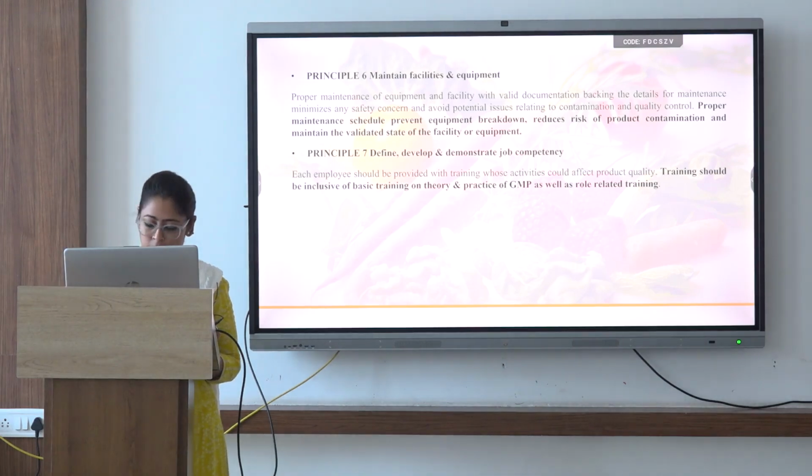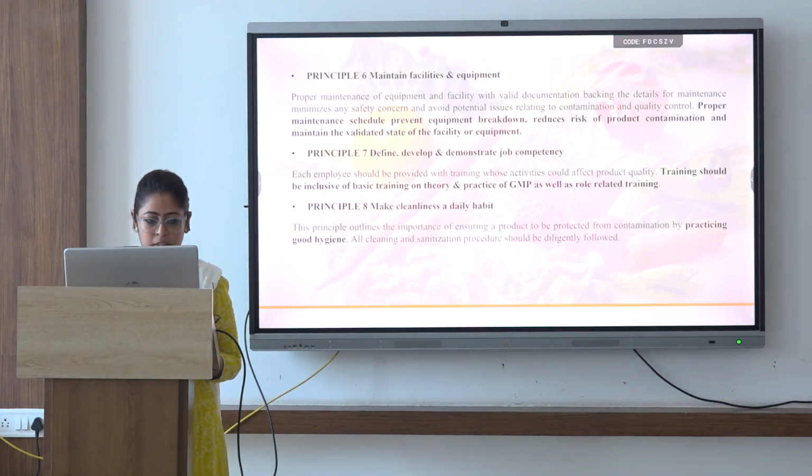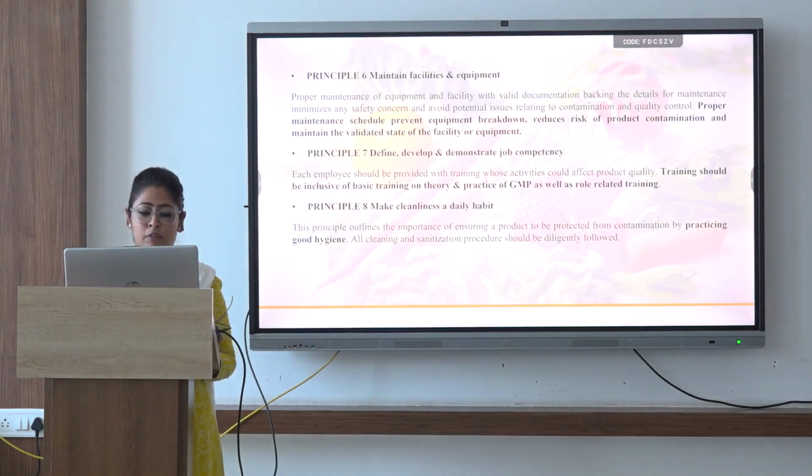The next principle, which is principle 8, is make cleanliness a daily habit. That means hygiene. We are dealing with food, so hygiene is very, very important. So you should be very cautious about maintaining hygiene in the industry. So this principle outlines the importance of ensuring a product to be protected from contamination by practicing good hygiene. All cleaning and sanitization procedures should be diligently followed.